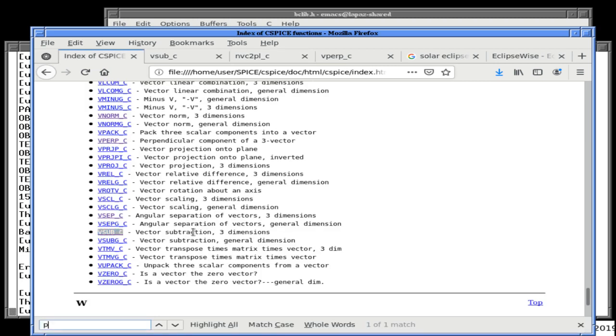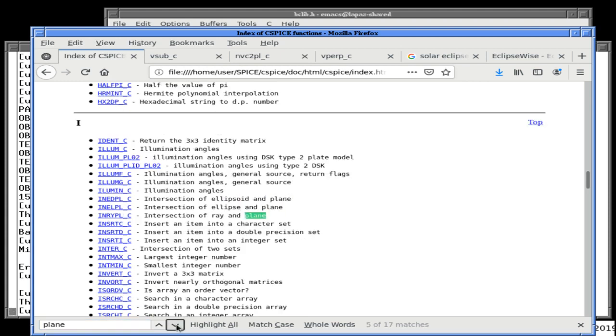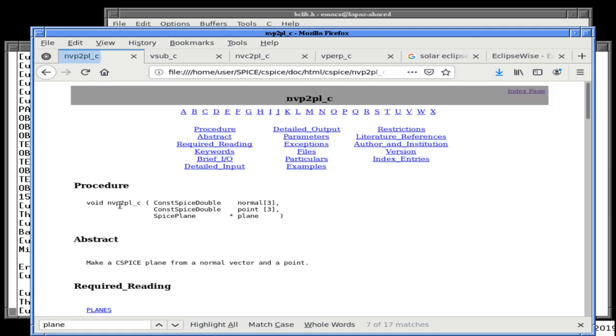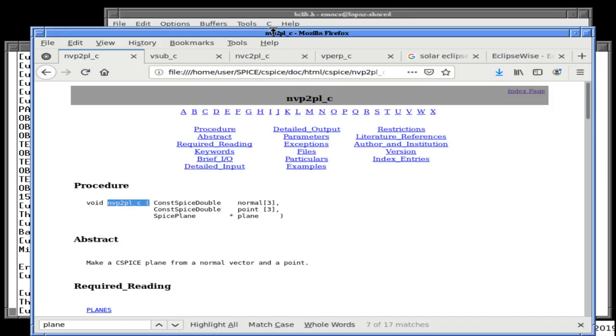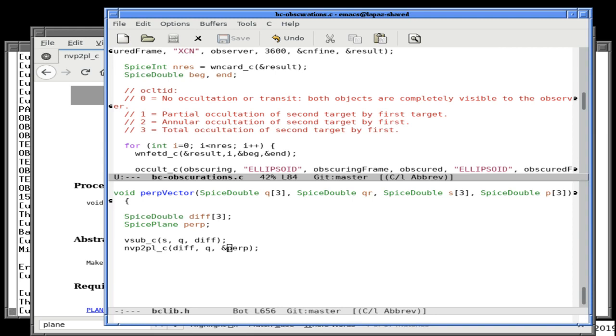Let's see. Deriv now. We don't want that. Intersection, intersection, intersection, longitude, normal vector and constant, normal vector and point to plane. Yes, that is what we need. Okay. So the normal vector is diff, the point is Q. Going through Q, perpendicular to diff, and we will give it the perp, the plane. And I think I've got to pass this as address of perp, if I remember correctly, because it is a pointer that it takes. I always get that wrong, even though I've done it like a bajillion times now, and it is. Okay, fantastic.